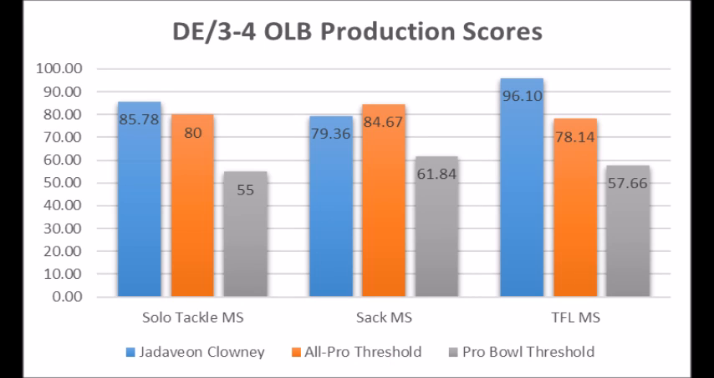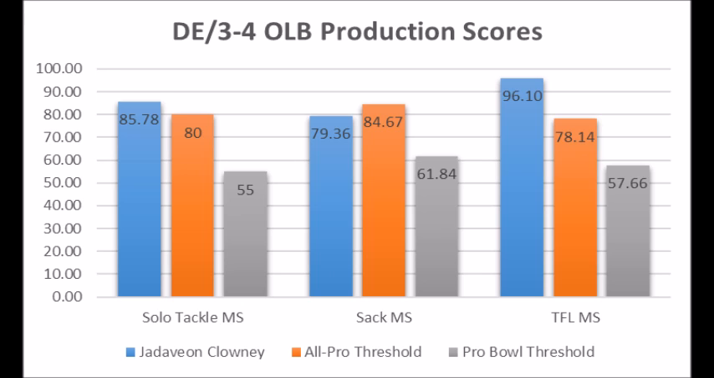So starting with Jadaveon Clowney in terms of his production in college, he had an 85.78 solo tackle market share score, a 79.36 sack market share score, and a 96.10 tackle for loss market share score. As you can see here, he pretty much hit every single metric you're looking for when it comes to a Pro Bowl pass rusher. The only place where he fell short a bit was his sack market share. He didn't hit the 84.67, which is the All-Pro threshold since the 1989 NFL draft class when it comes to that particular metric. But in general, he didn't really have any major red flags in terms of his market share production. There wasn't one metric that was not hitting All-Pro or Pro Bowl thresholds, is all I'm trying to say.